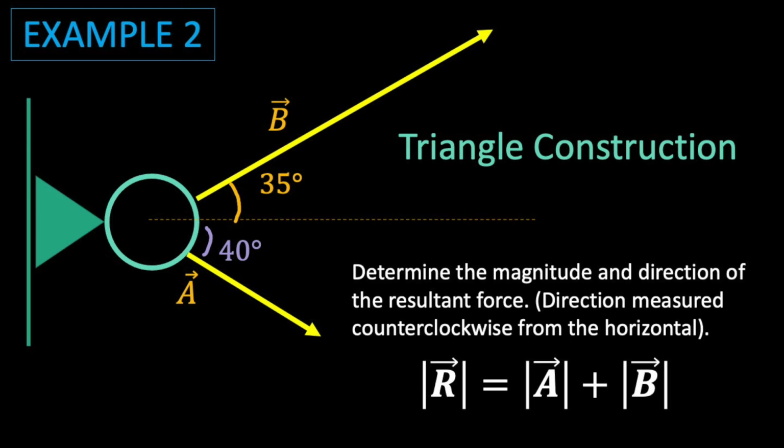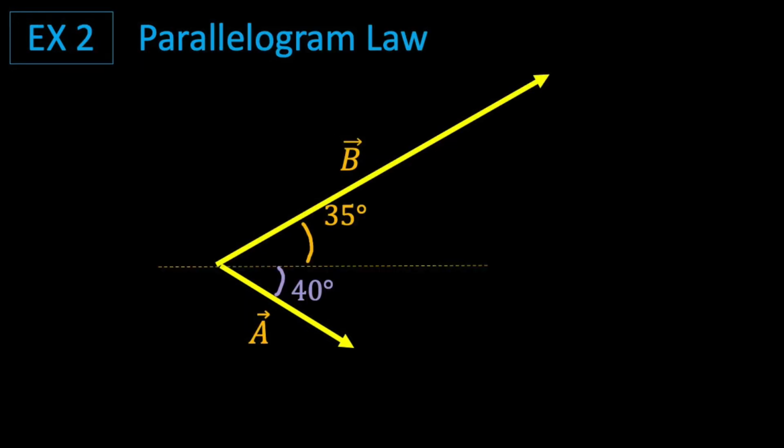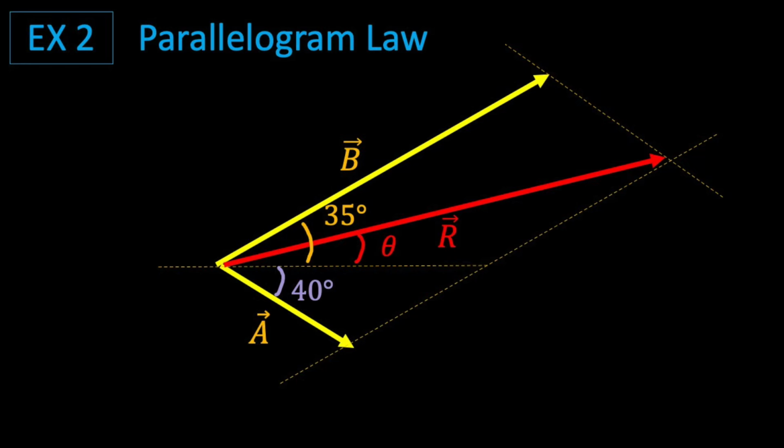Now let's do an example using triangle construction. We want to know the magnitude and direction of the resultant force of A and B acting on this hook. If we were to use the parallelogram law, then our next step would look like this. We would draw the vectors tail to tail. Then draw parallel lines from the head of each vector until they intersect each other, forming a parallelogram. Our resultant is the straight line from the tails of our vectors to our intersection point.